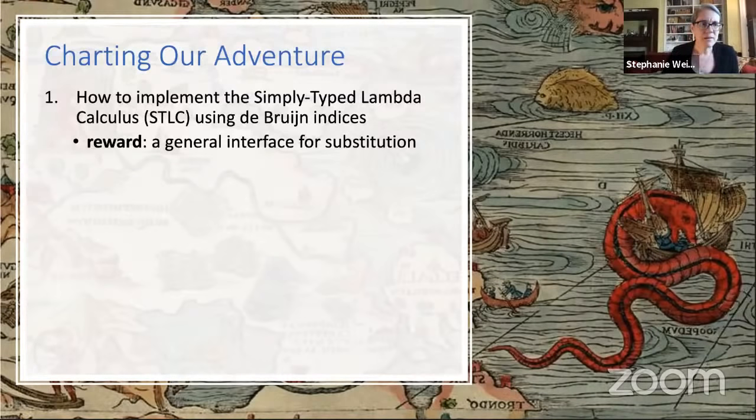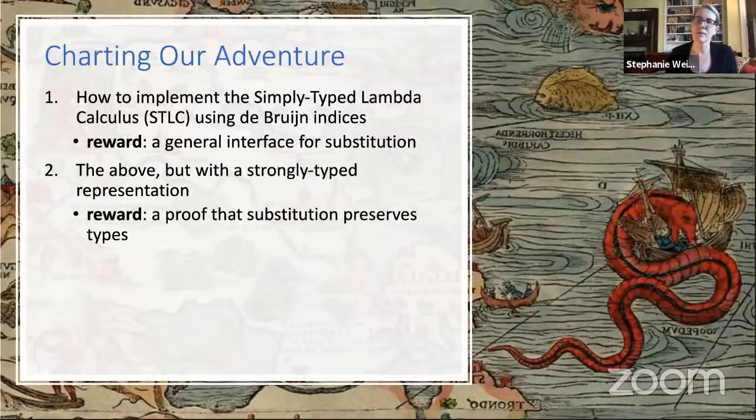In the second part, in the middle part of the talk, we're going to extend that. We're going to modify what we've just done, still for the simply typed lambda calculus, but we're going to turn it into a strongly typed representation. And here we'll have to also modify our general interface. But as we do that, what we're going to see is that it's going to fall out that we'll get a proof in Haskell that as we apply a substitution to this term representation, it has to preserve types.